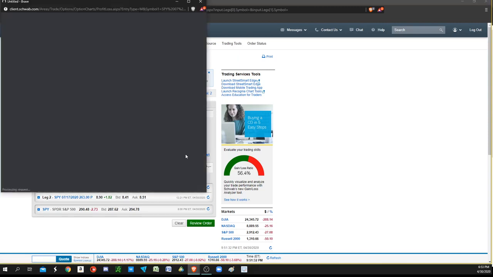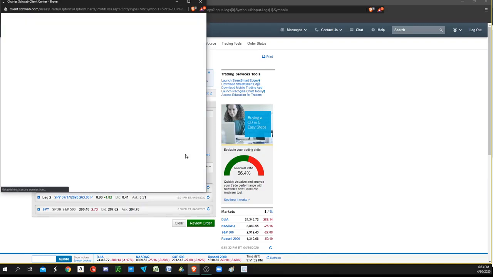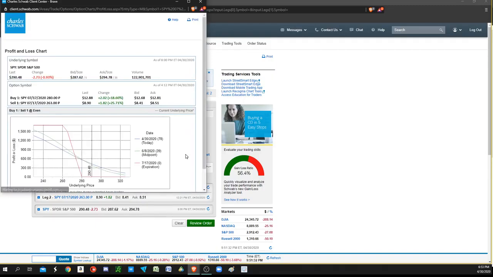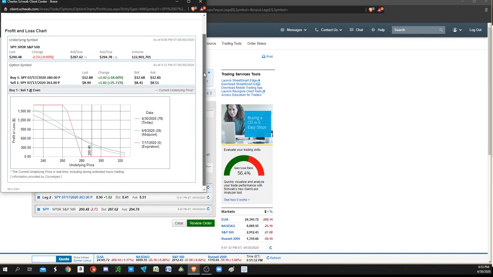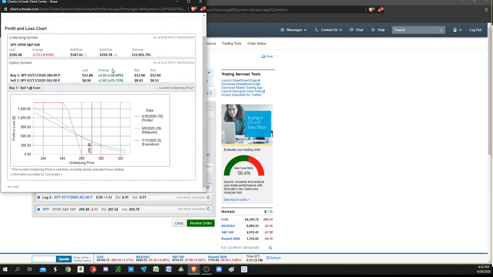Profit and loss chart. I don't know why it wouldn't pull up on Chrome. I'm looking to see what it'll do here on Brave, if the Brave browser is that much better. There you go. You get a decent idea of, it doesn't really show you what your max loss and max profit are, but it does show you in the sloping chart where SPY's price is going to be, the underlying price, and where your break-even price is.